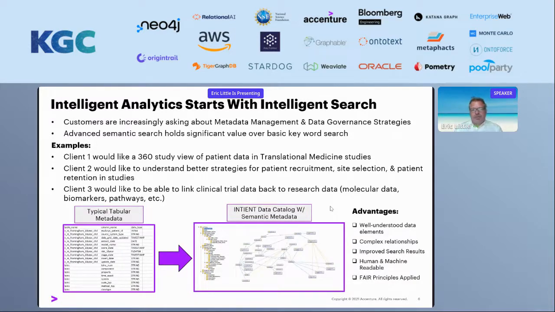And so going to semantics gives us certain advantages. We can understand the data elements much better. We can define all of these complex relationships that we need in biology and in chemistry and so on. We can improve search results so that people get the targeted and contextual data that they're looking for. The metadata now becomes both human and machine readable, which is kind of a big deal because it helps to really develop these kinds of concepts in the data. And then we can apply those FAIR principles.